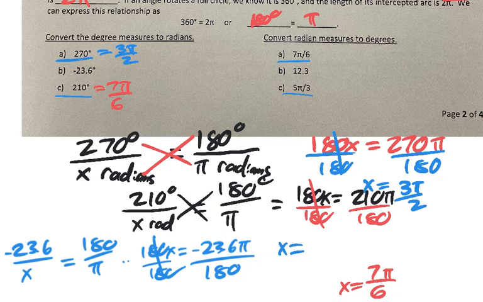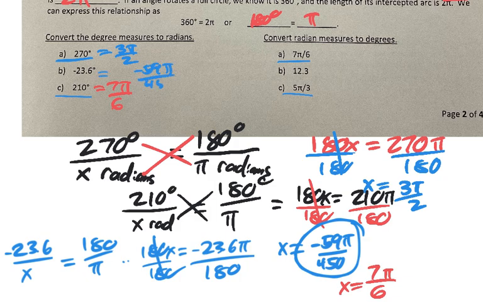I get negative 59 pi over 450. I'm out. I'm sorry, Phil. We're good with that? Let's go the other direction.